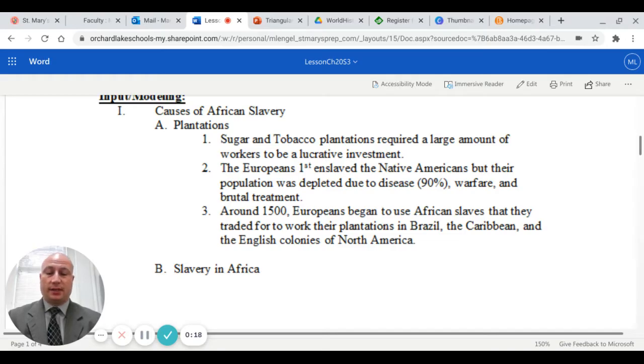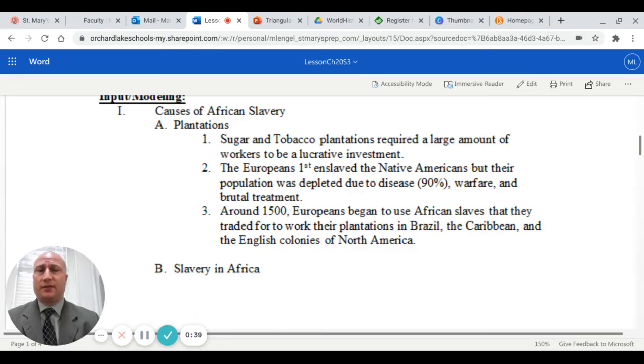Once the European nations like England, France, the Dutch, Portugal, and Spain started to create strongholds in the Americas, they generally created plantations. The most popular at this time were sugar and tobacco plantations, and these plantations actually required a large amount of workers to become a lucrative investment.